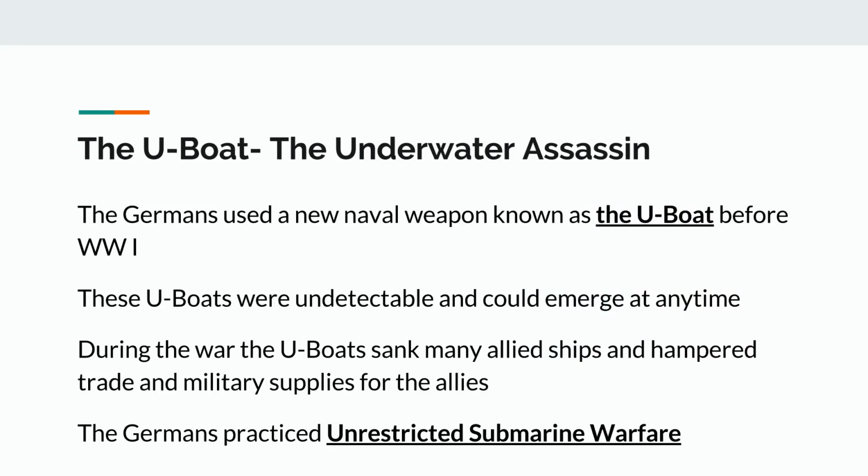The U-boat was often referred to as the underwater assassin. The Germans used this new naval weapon even before World War I. They were undetectable. They could emerge at any time. Of course, they didn't have sonar during this time, which made the U-boat pretty effective. During the war, U-boats sank many Allied ships and hampered trade and military supplies for the Allies. Of course, I just told you earlier, too, that the Germans were under a naval blockade, but they couldn't keep the U-boats from being able to get out and cause havoc. The Germans practiced something called unrestricted submarine warfare, or USW.